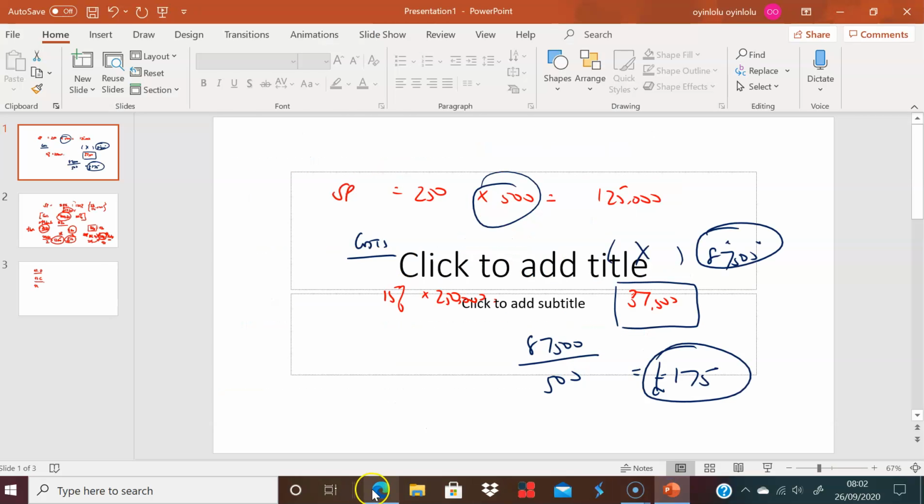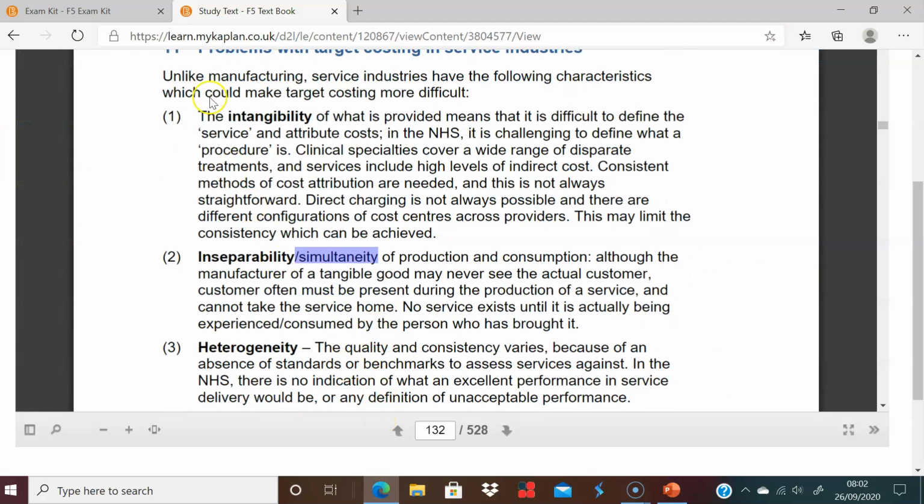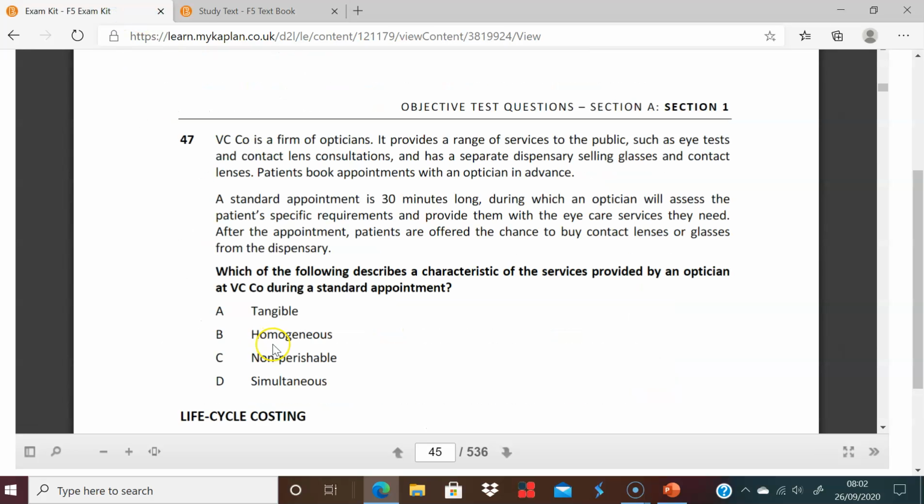So that brings us to the question, which is asking which of the following describes it. It is intangible. It isn't homogeneous. It isn't non-perishable, it's perishable. But this is the answer here: things are simultaneous. Awesome, great stuff.